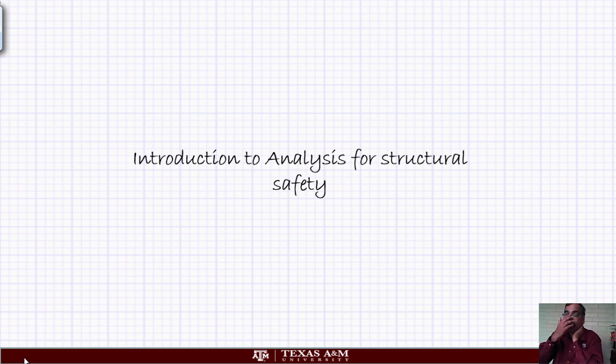Today we are going to look at a very high level view of what it takes to do analysis for structural safety. Usually it looks like an ad hoc series of steps, but I want to show you that there are 5 steps. Each step is actually a fairly big thing. So it's a process and there are 5 things that you have to do one by one.